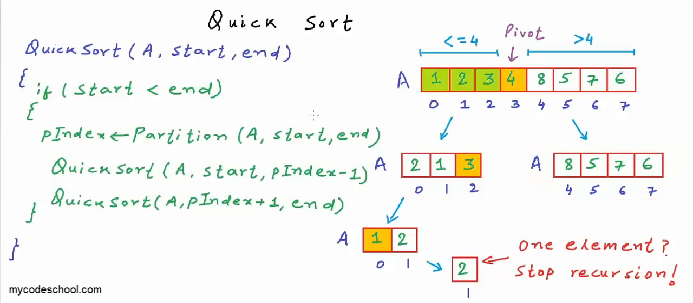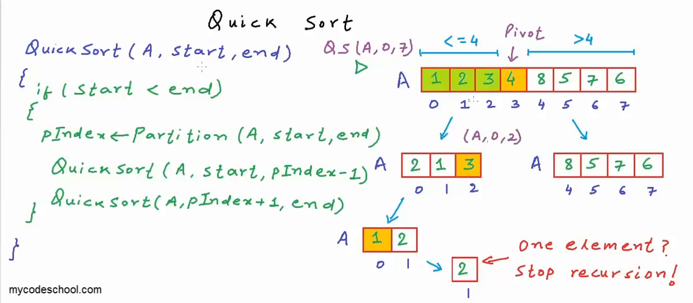We will come back to partitioning logic, which is the core of this algorithm, but first I'll quickly simulate a run of quicksort on this example array here. First we will make a call to quicksort, passing it array, start index 0 and end index 7. Now start is less than end, 0 is less than 7, so the partition function will be called, and after partition the pivot index will be 3. So this quicksort call will make another quicksort call with start index 0 and end index 2.